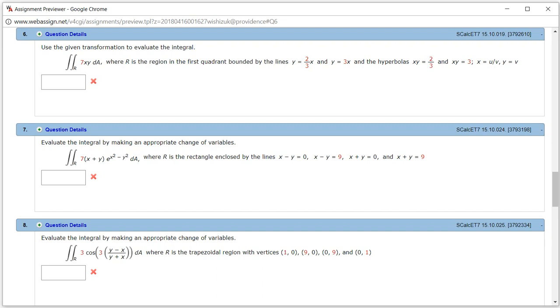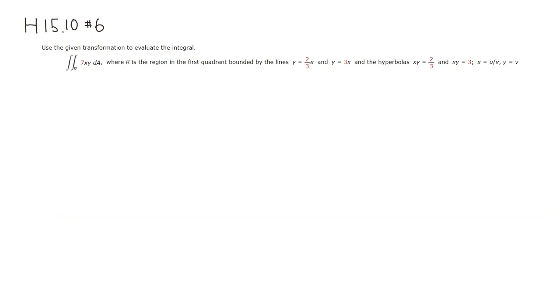Alright, let's look at homework 15.10, problem number 6. Let's evaluate this double integral using change of variables. First, let's find the Jacobian, the partial of (x, y) with respect to (u, v).